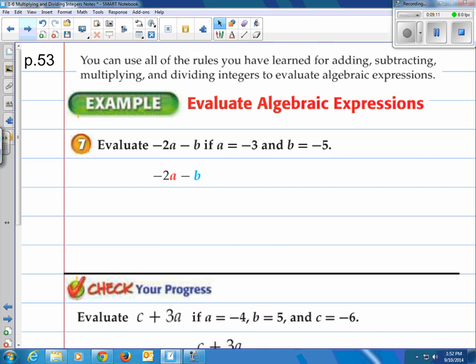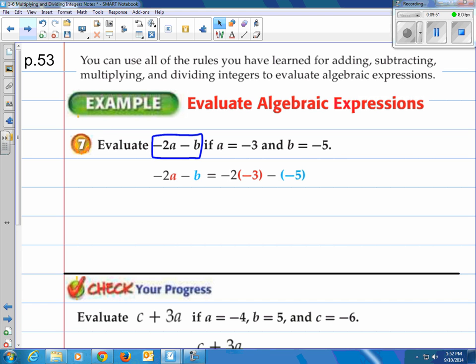All right. You can use all of the rules that you have learned for adding, subtracting, multiplying, and dividing integers to evaluate algebraic expressions as well. Here's how you evaluate an expression. In this case, number 7, let's do the example. It says take this algebraic expression, -2a minus b, when a is -3 and b is -5, and evaluate it. So we take an a and b, and we replace it with the numbers, -3 and -5. Once you place those in, and notice they're using parentheses, that is very helpful.